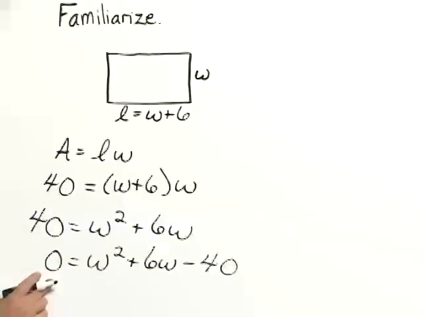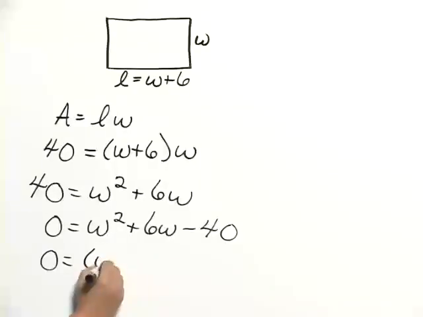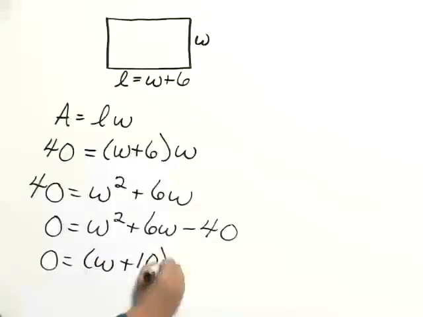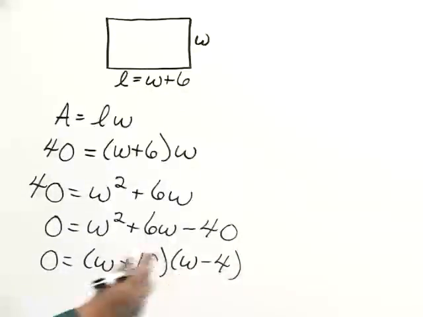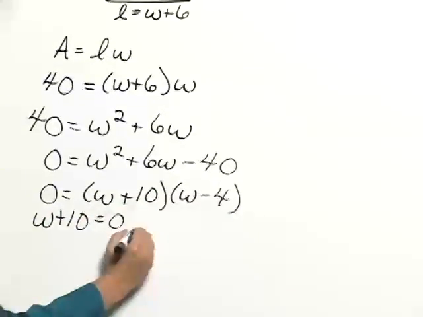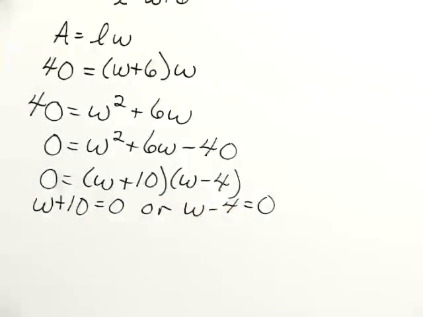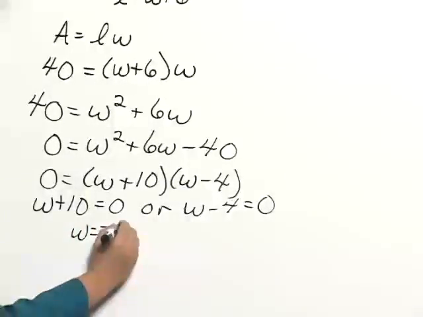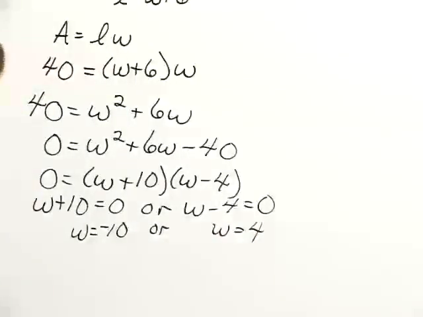Now we have 0 on one side, we can factor. We have 0 equals w plus 10 times w minus 4. Using the principle of zero products, we have w plus 10 equals 0, or w minus 4 equals 0. This gives us w equals negative 10, or w equals 4.